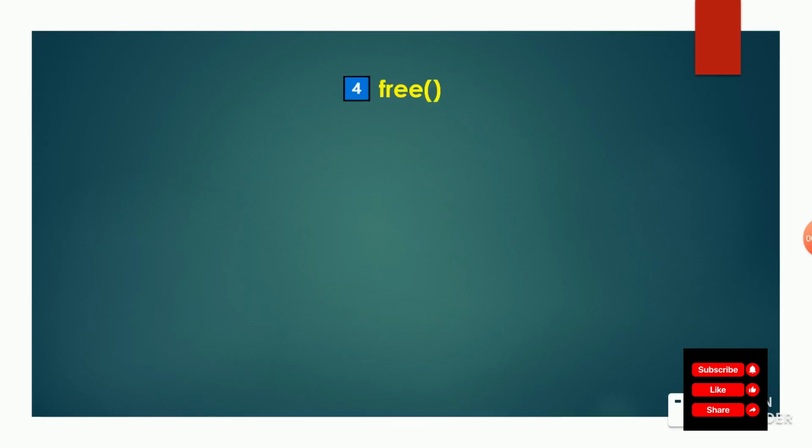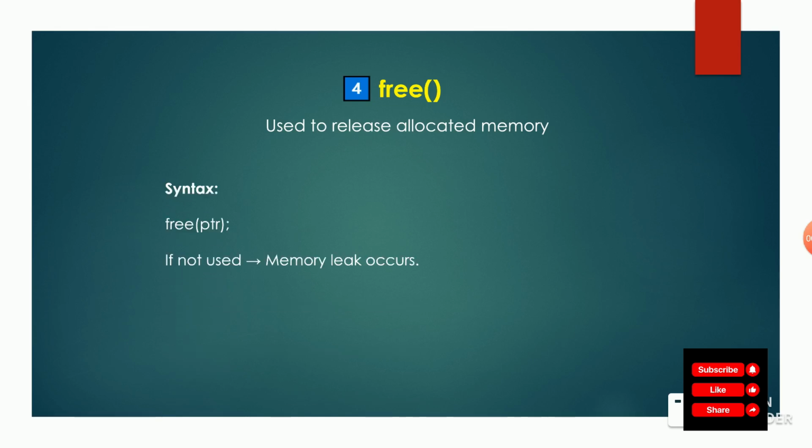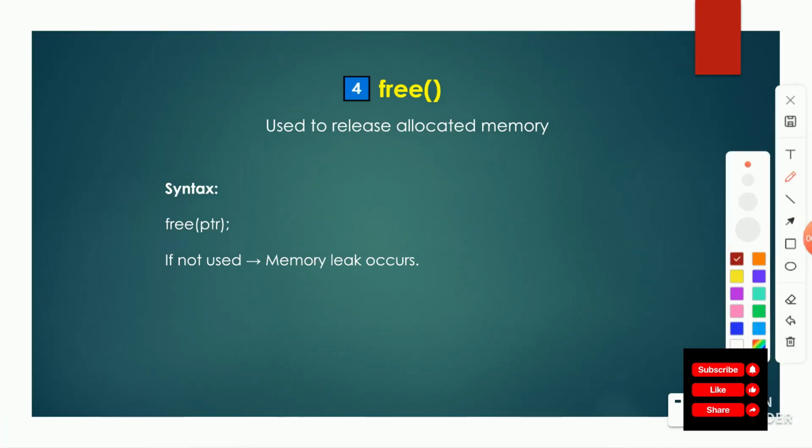The fourth one is free. This free function is used to release the allocated memory. Whatever memory we have specified, at the end of the program we want to free that allocated memory, and that time we need to use this function. If it is not used, a memory leak occurs.